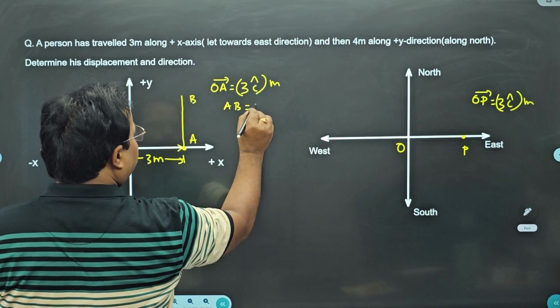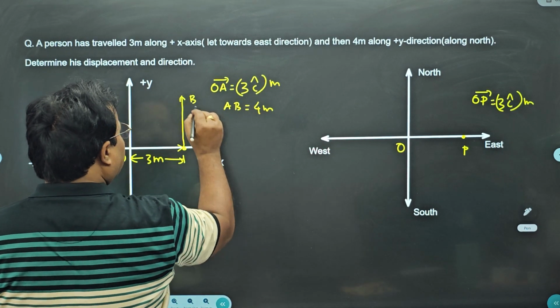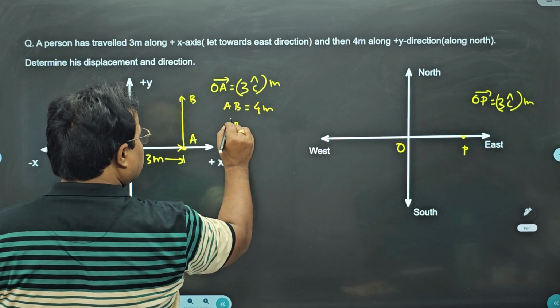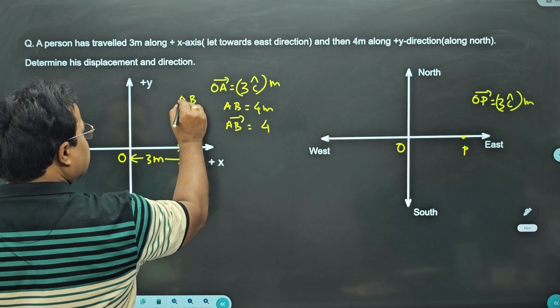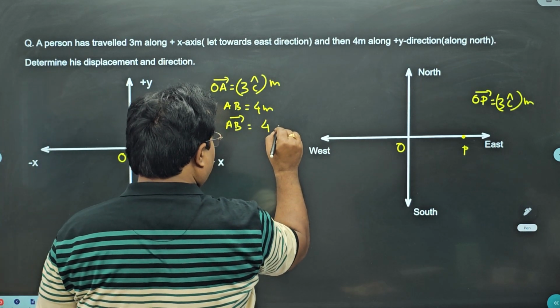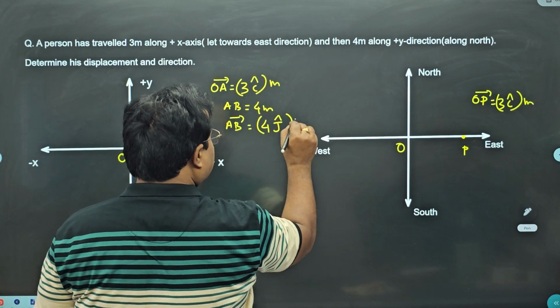Magnitude of AB is equal to 4 meter. What is AB vector? A vector has magnitude as well as direction. Magnitude is 4 and this is the positive direction of y-axis. The direction of the positive y-axis is j cap. So 4 j cap meter.